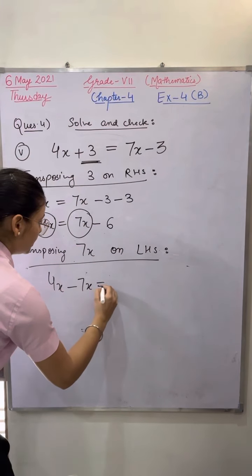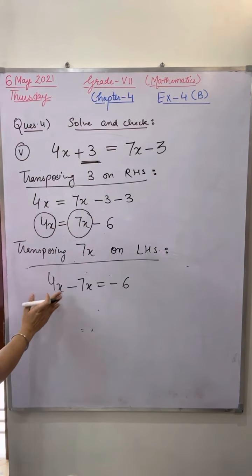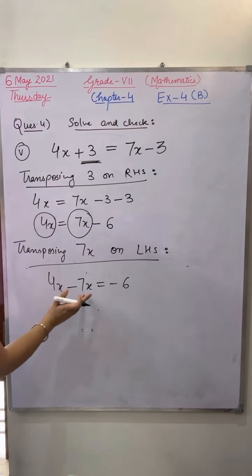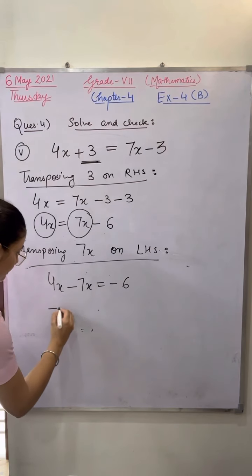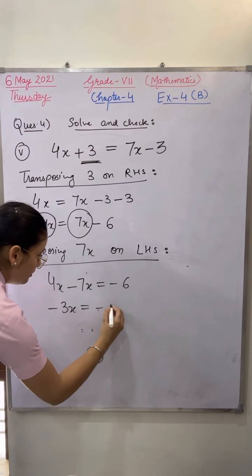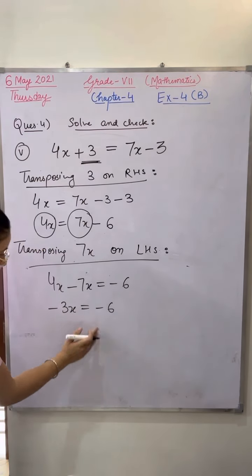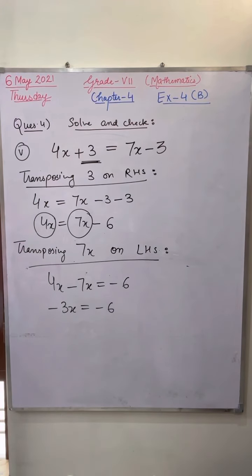Minus 7x is equals to minus 6. 4x minus 7x, 4 minus 7. Subtract it quickly. Ma'am, minus 3. Very good. Minus 3x is equals to minus 6. Now can I cancel minus and minus? Ma'am, yes. Okay. Now please mute yourself. Very good, Royce.